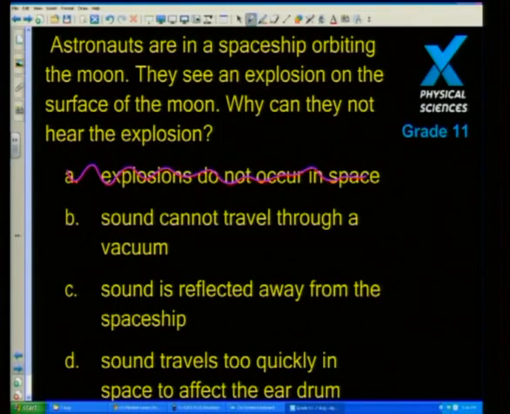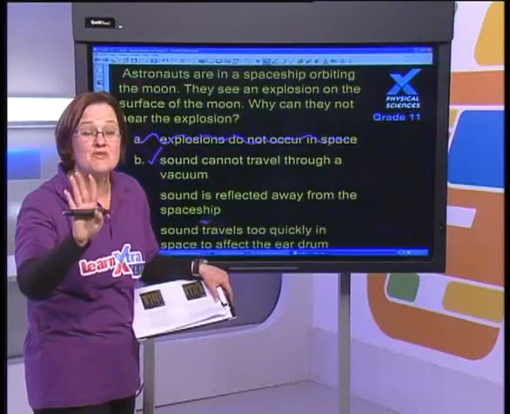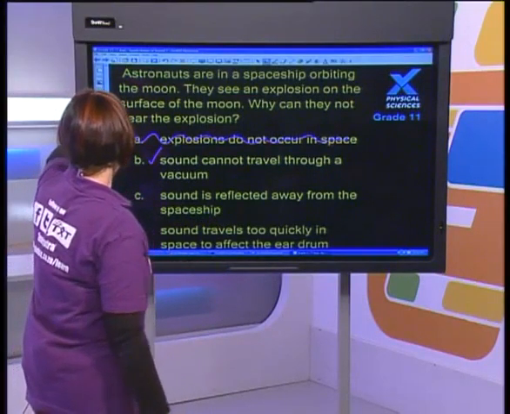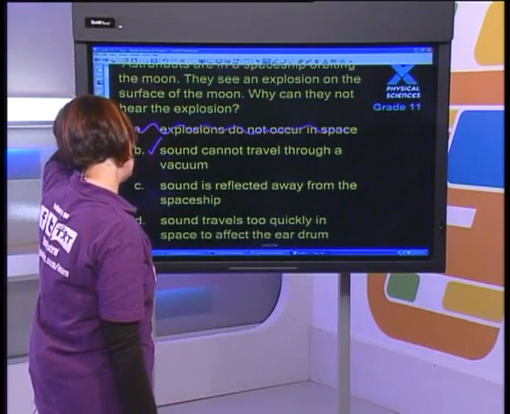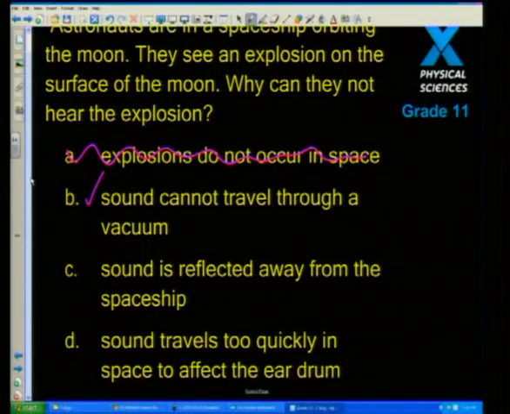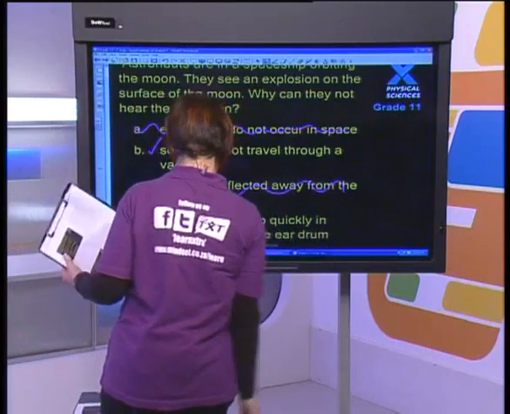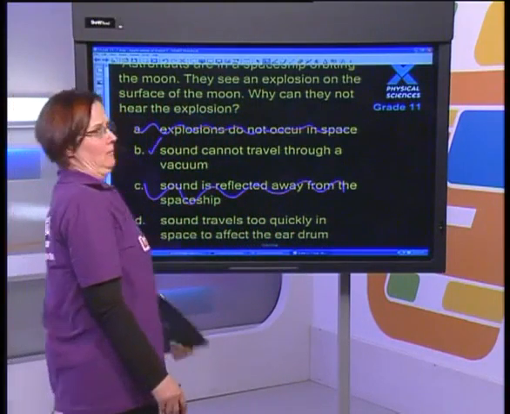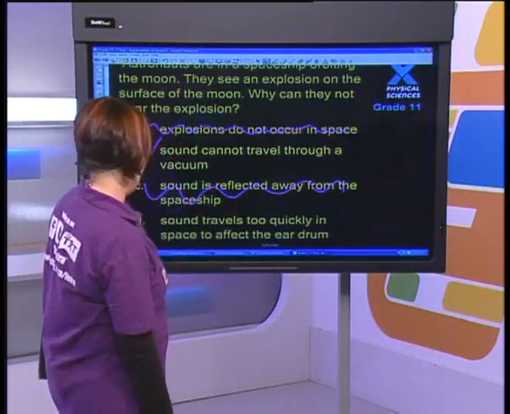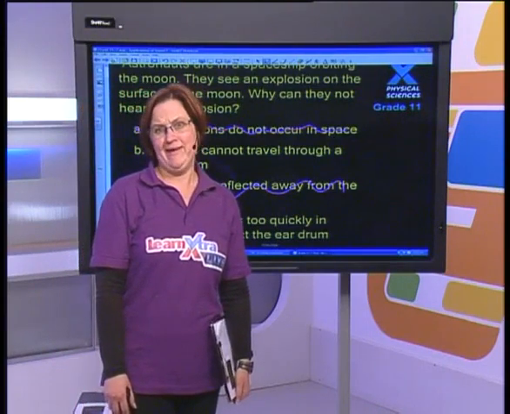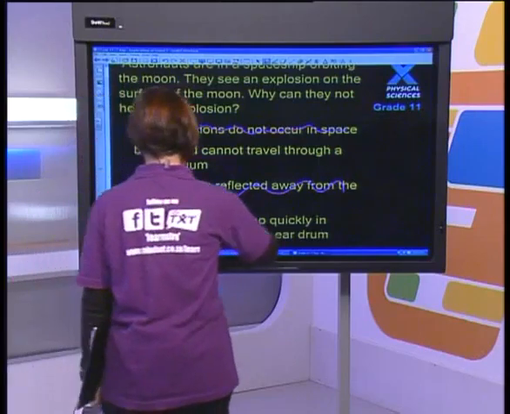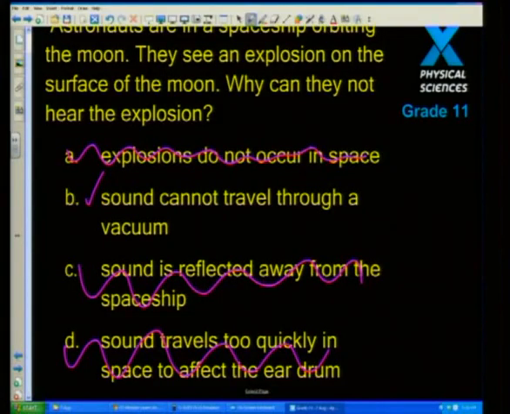We like that option because sound is a mechanical wave, it needs a medium. So that's an option. Let's just check everything else just in case. C says sound is reflected away from the spaceship. Well, that doesn't make any sense, because what's it reflected off? So it can't be that one. And D, sound travels too quickly in space to affect the eardrum. Well, that's a load of nonsense. So let's put that out. Oh, look at that. It was our first option. It's B, sound cannot travel through a vacuum.